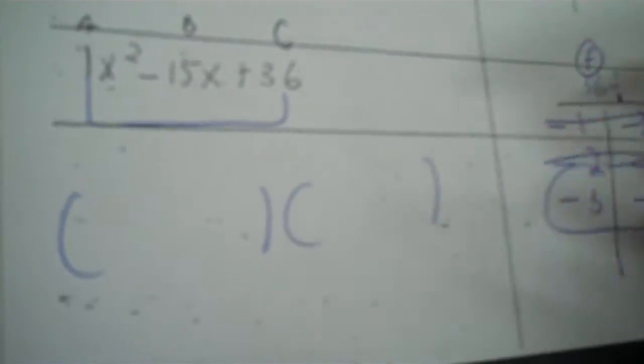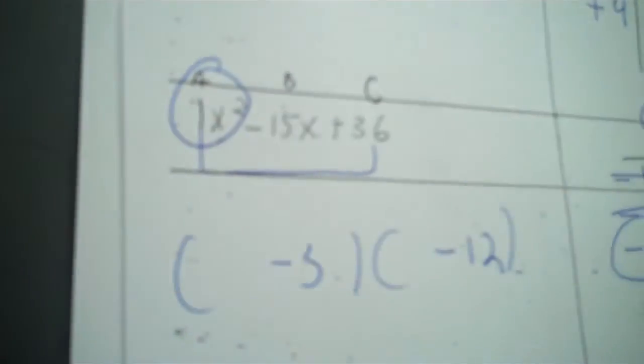Put the signs down, go back up to your 36, divided by, then you're going to go 3. 3, 12. Negative 3 plus negative 12, negative 15. We got it. It has the correct sign and everything. So my parentheses will have a minus 3 and a minus 12.